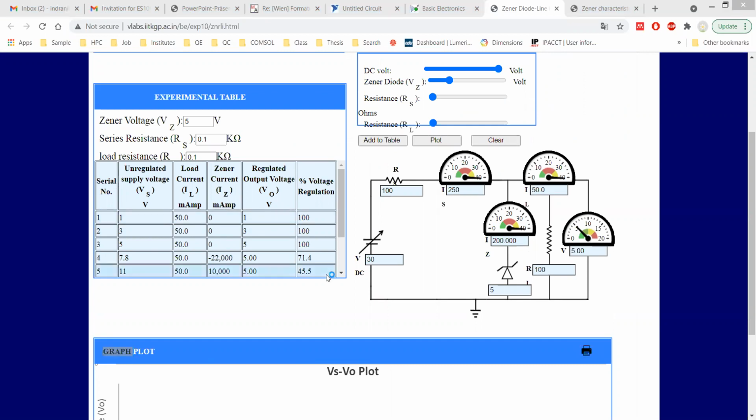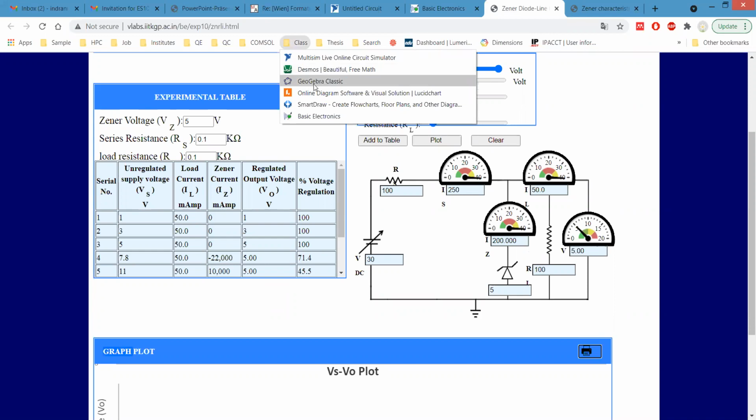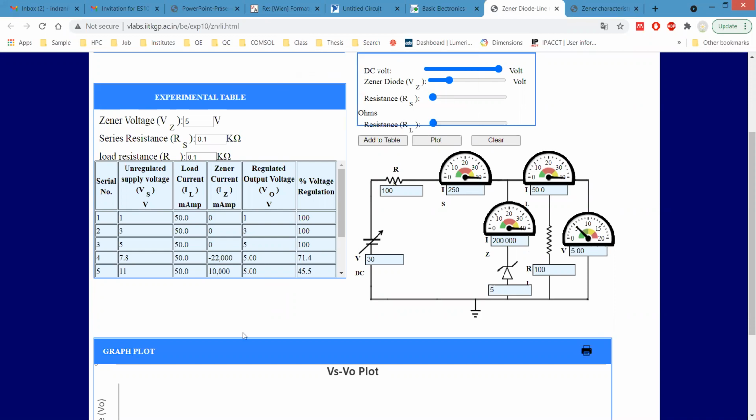Then you will have a clear picture. No need to plot through this software. I am used to this one, that's why I am using it. You can use something else. Even Excel you can use, or you can use Desmos or GeoGebra for drawing any graphs or something like that.